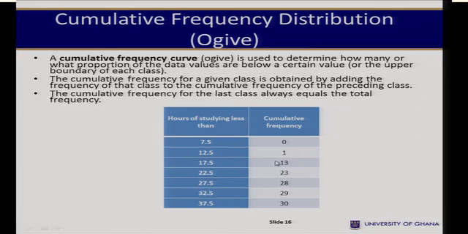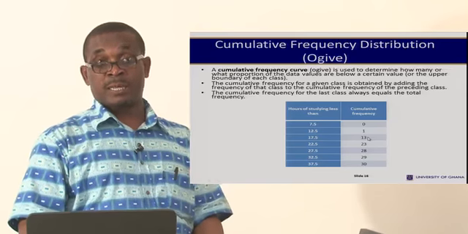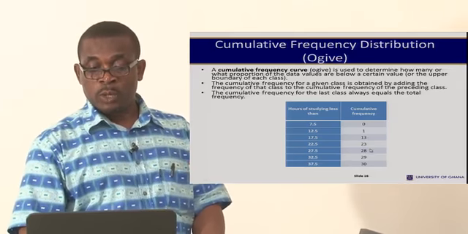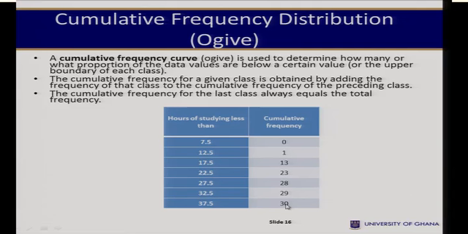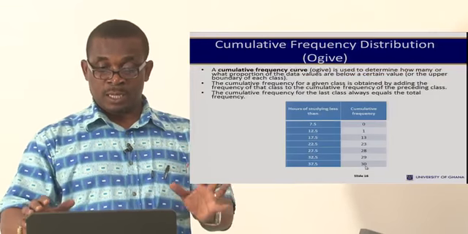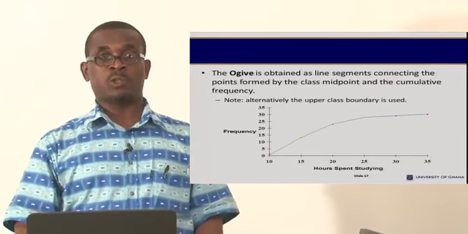Now the frequency of the third class, which is represented by an upper boundary of 22.5, was actually 10. But we add to that 10, 13, which is the cumulative of the preceding class. So we got 23. We do that till we get to the last class, and the cumulative frequency for the last class must equal the total frequency. So once we've obtained this cumulative frequency table, we just plot it into a graph.